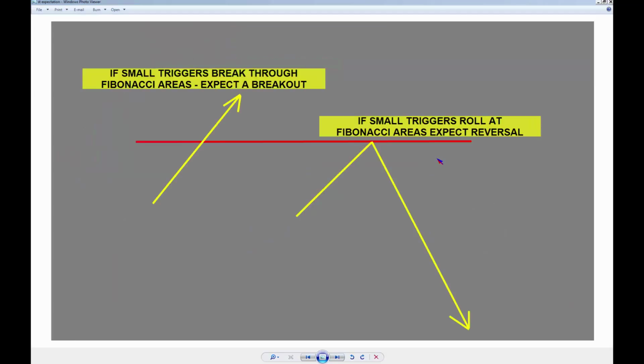Remember our trigger line expectation. If the triggers break through an area, we expect a breakout, or you have to wait. If they don't break it, that's the whole point of having the Fibonacci areas, so we can determine where we need to start paying attention to the trigger lines. All right, you guys are going to get me off base here if we don't focus up.